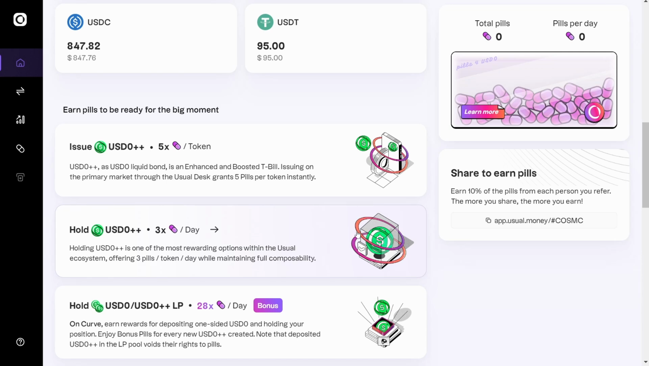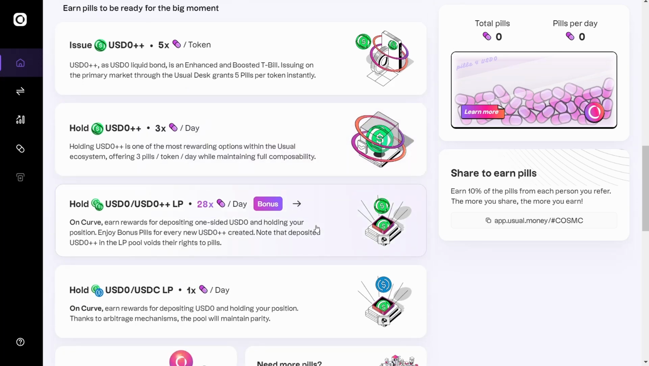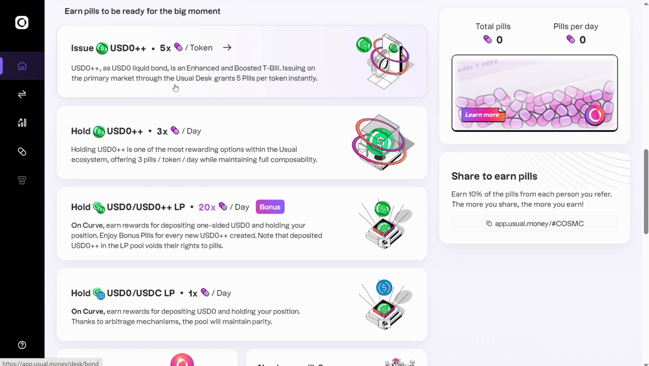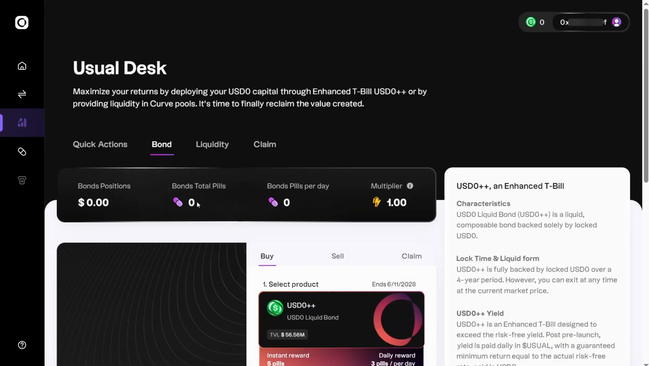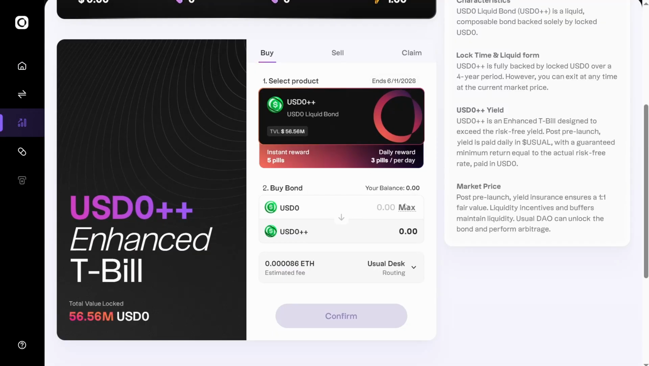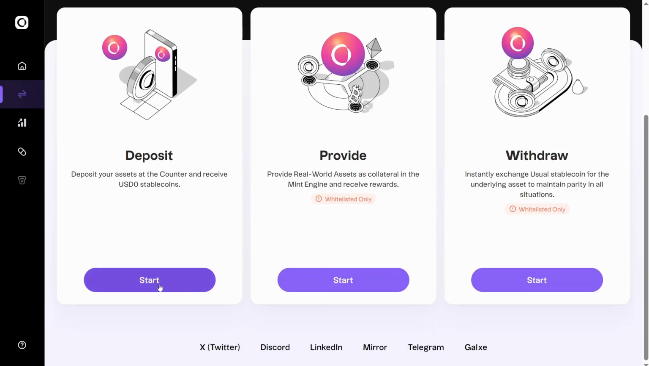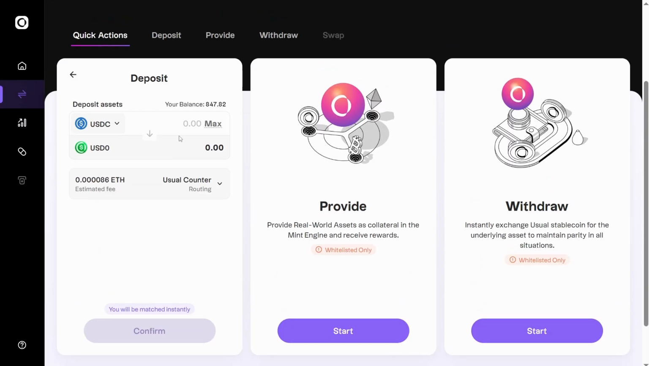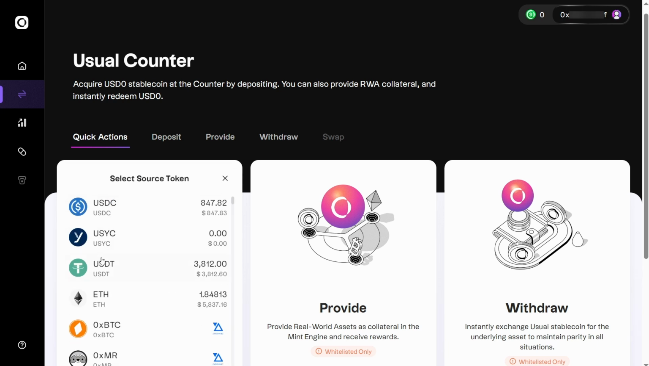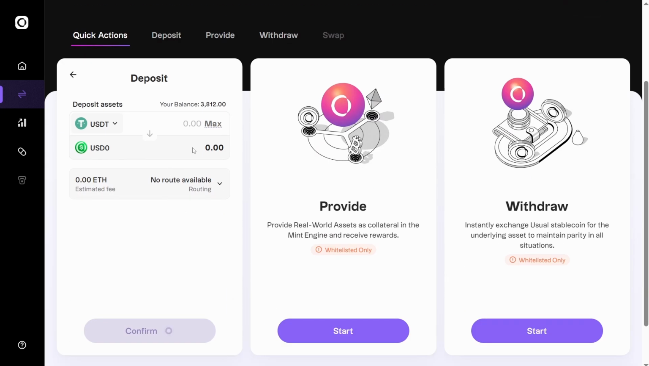Here we can see the USD0, USD0++ liquidity pool gives 20x pills per day. But it's the riskiest. I'll skip it because I don't want to constantly monitor the pool. I'll start with the most straightforward way. Go to counter, then deposit. Select USDT and deposit 3000 USDT.